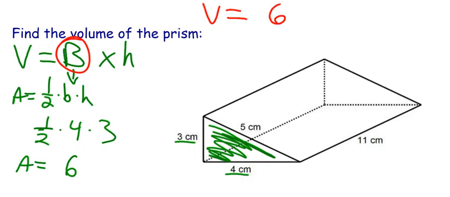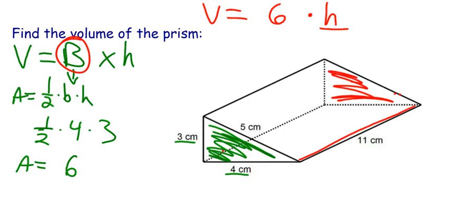6 times the height now. Now the height, of course, in this formula refers to the height of the prism. So the distance connecting one base, this triangle, to our green triangle over here, which of course is going to be 11 centimeters. So right now we already have an area of 6 centimeters squared, and now we're going to multiply by 11 centimeters, and 11 times 6 is 66.